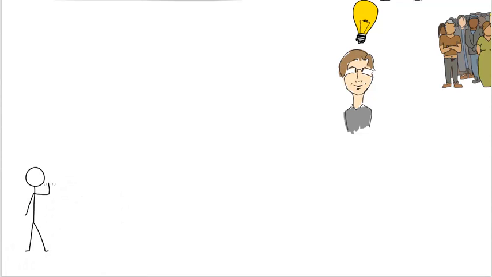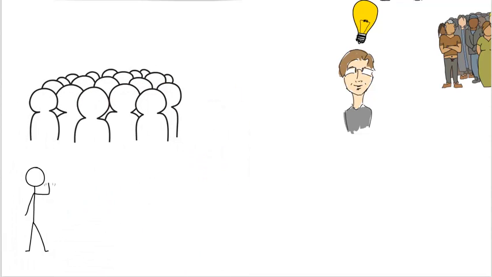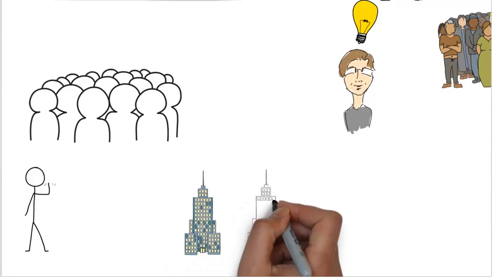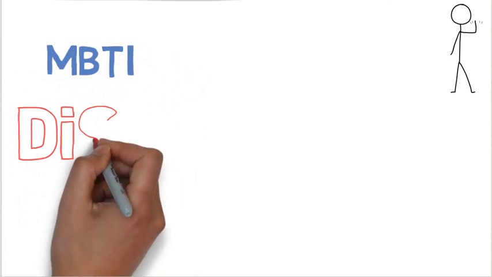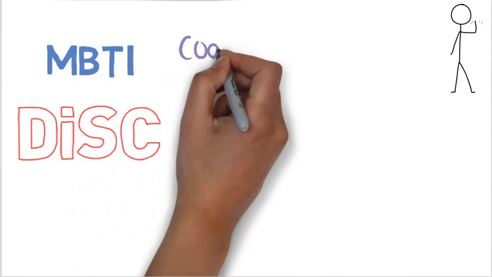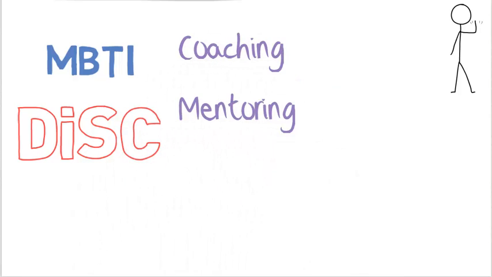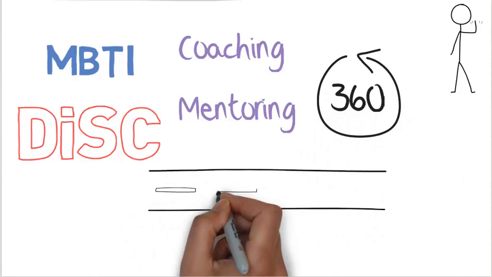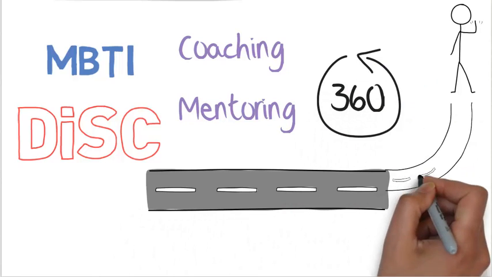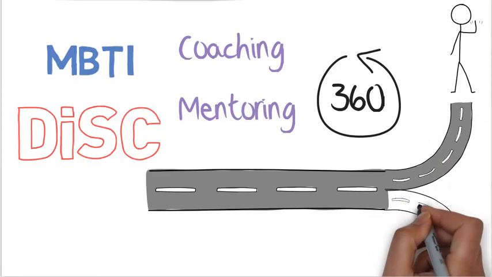There are different types of interventions: individual interventions, team interventions, and whole organization or multiple organization interventions. Some examples of individual interventions are instruments and assessments, such as the Myers-Briggs Type Indicator or the DISC profile, coaching, mentoring, 360-degree feedback, and career planning and development.